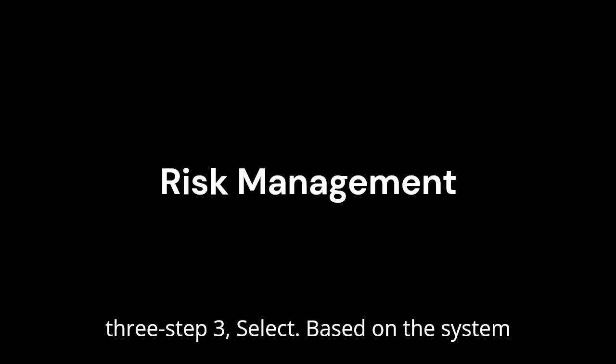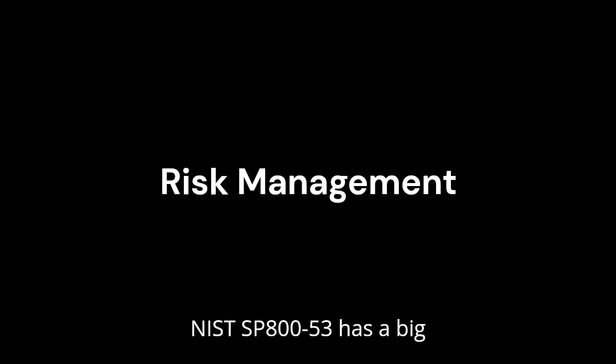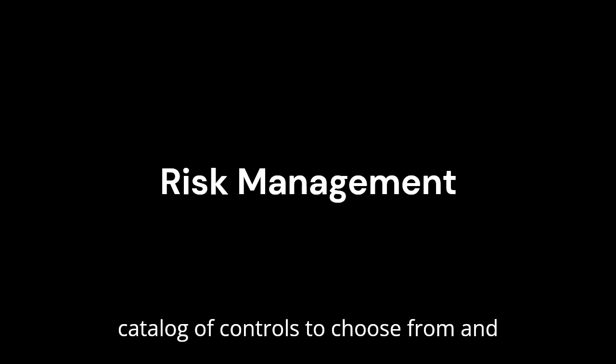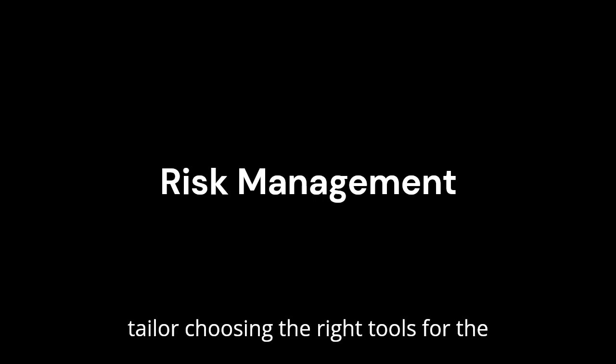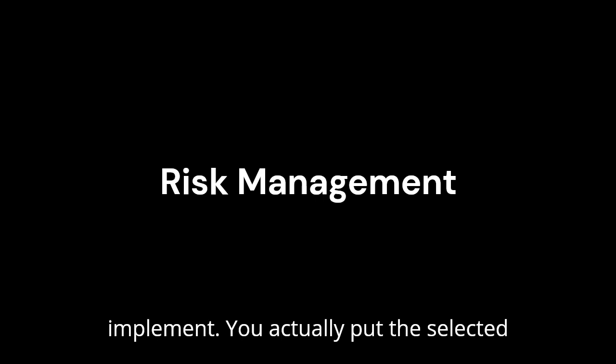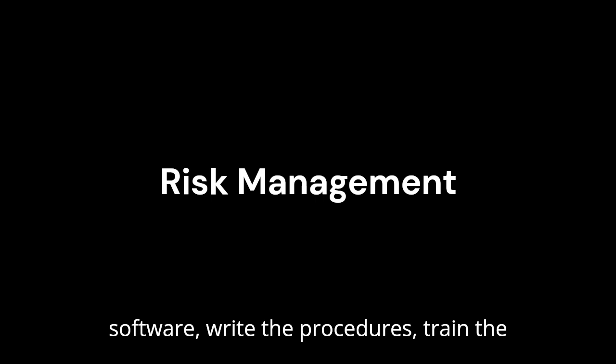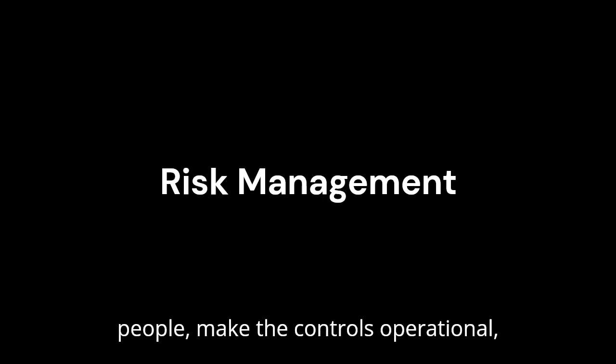Step 3. Step 3, select. Based on the system category and risk assessment, you choose the specific security controls needed. NIST SP 800-53 has a big catalog of controls to choose from and tailor. Choosing the right tools for the job. Okay, step 4 must be. Step 4, implement. You actually put the selected controls in place, configure the software, write the procedures, train the people, make the controls operational. Making it real.